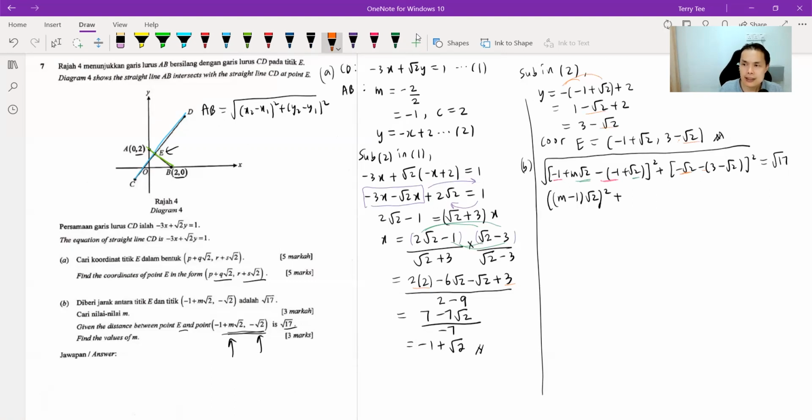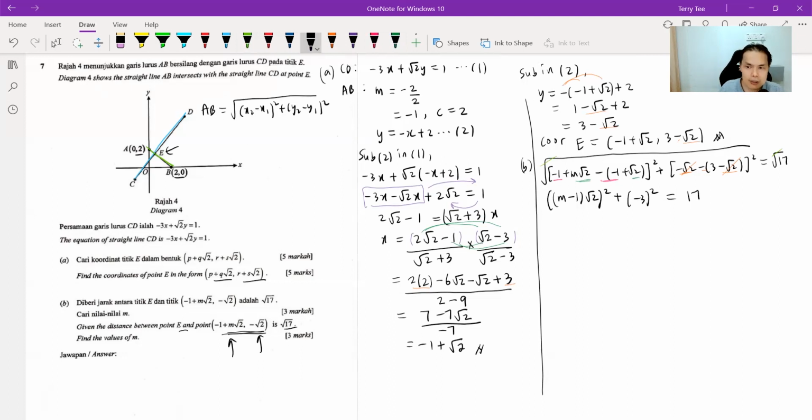So now let's cancel the minus √2 minus minus √2. These two can cancel, so you're left with minus 3 here. I'm going to square it. And this is 17. By the way, I actually canceled the square root and square. That makes it easier. We can get rid of the square root.